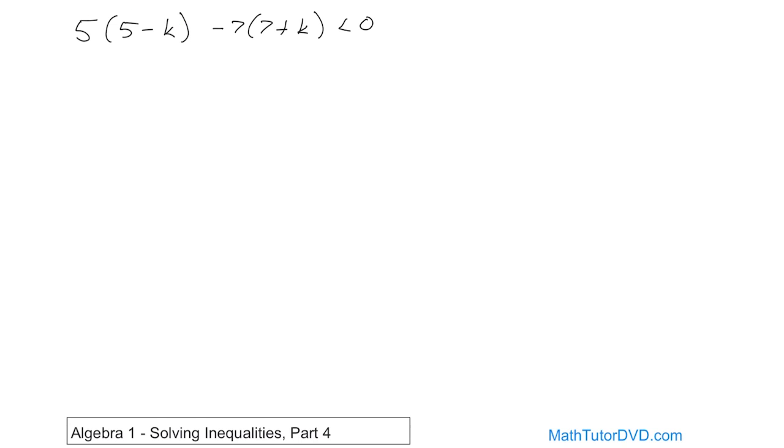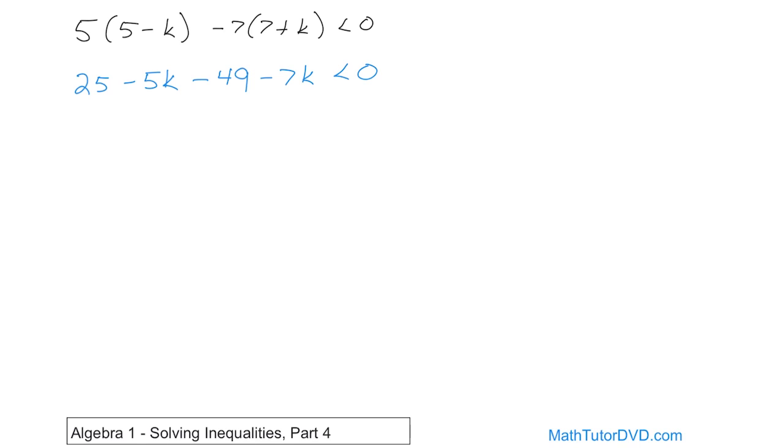5 times 5 gives you 25. 5 times negative k gives you negative 5k. Negative 7 times positive 7 is negative 49. And negative 7 times k is negative 7k. Now this inequality symbol stays the same, and there you go.